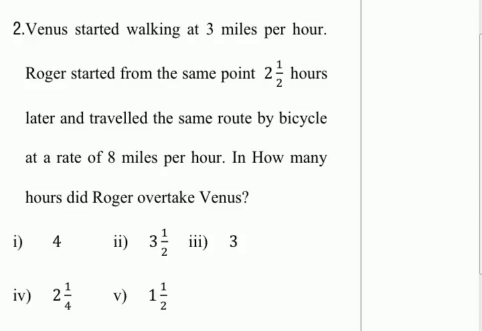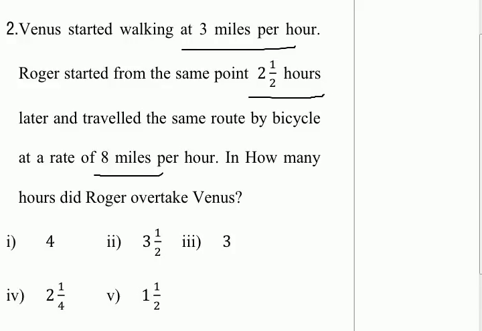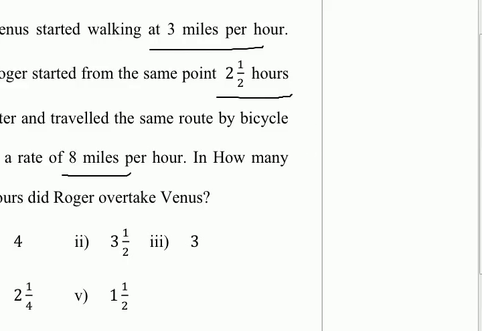Venus started walking at 3 miles per hour. Roger started from the same point 2.5 hours later and traveled at 8 miles per hour. In how many hours did Roger overtake Venus? So this is actually quite a simple example once you get comfortable with the concepts of relative speed. So let me use this area to quickly draw a diagram to represent what's happening.